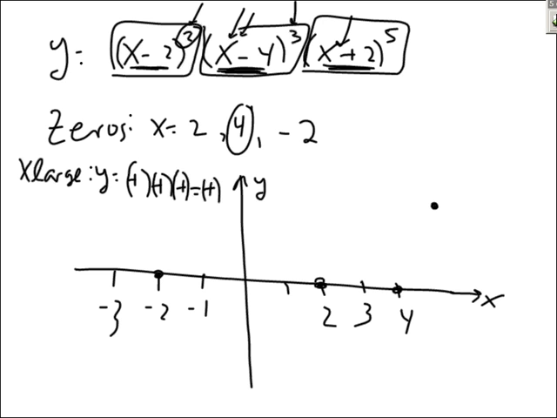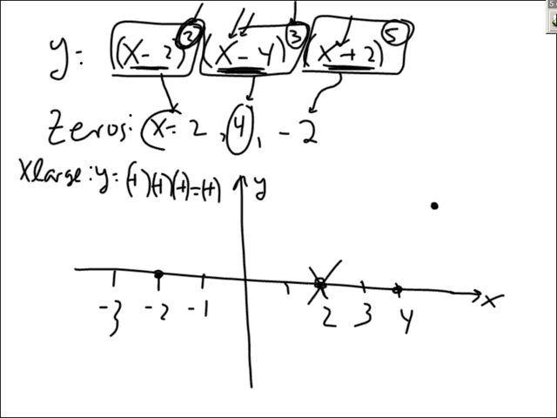Alright, now here comes the twist. Whenever the power is even, that was associated with the 0 of 2, whenever the power is even, you don't cross the x-axis. You just touch it. If the power is odd, like 3 and 5, you can cross. You can cross at 4, you can cross at negative 2.